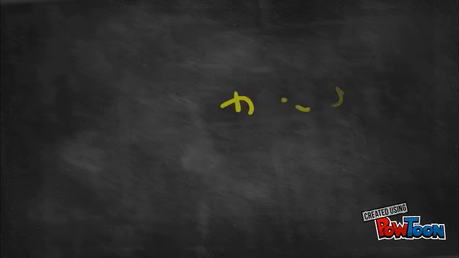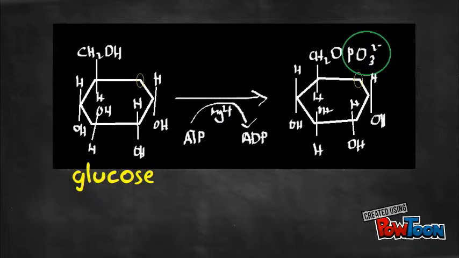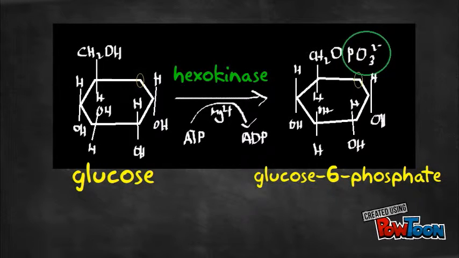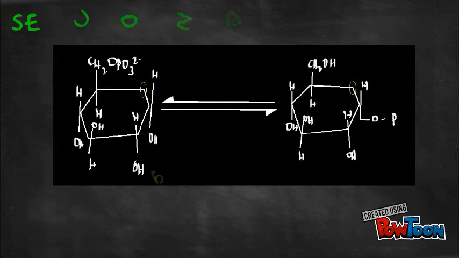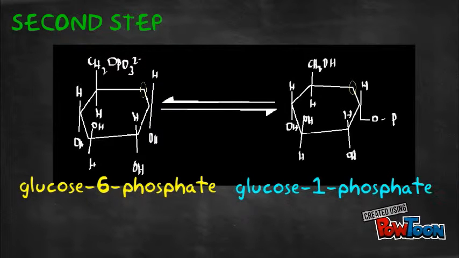The first step of glycogenesis is turning glucose into glucose 6-phosphate with the use of the enzyme hexokinase. This process needs phosphorus from ATP and then produces ADP. Glucose 6-phosphate is then turned into glucose 1-phosphate by the action of the enzyme phosphoglucomutase.